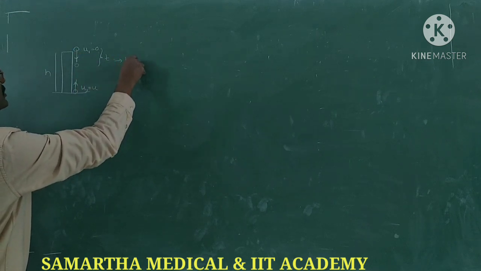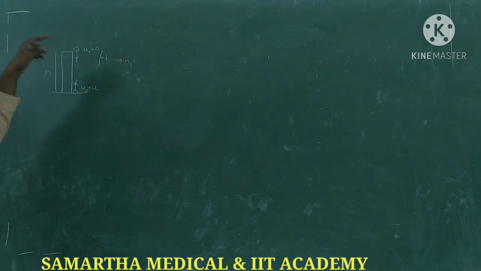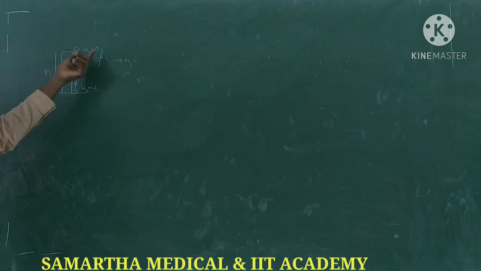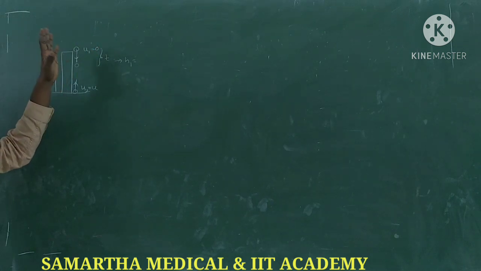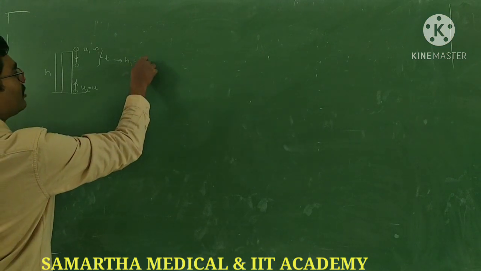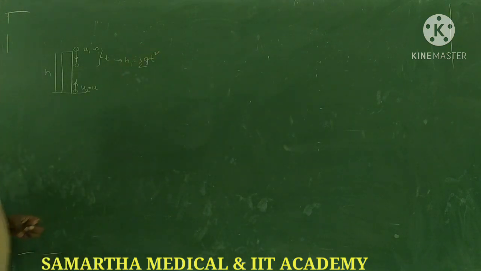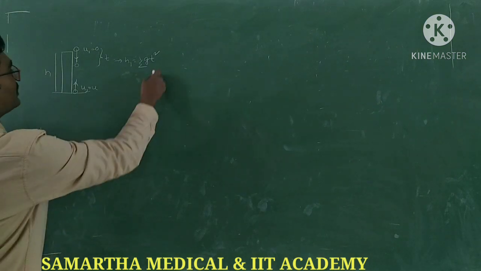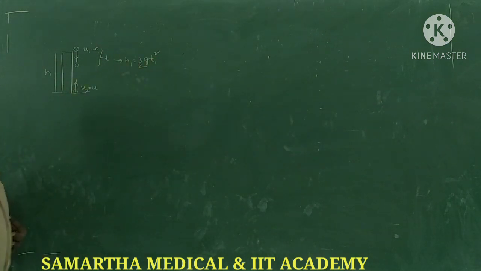First one, h1 is equal to s equal to ut plus half at square, u is 0. So the ut term is 0. Half at square. What is a? g, freely falling body. a equal to plus g. So h1 is equal to half g t square. Let it be t1 square I am taking. After a time t1 seconds, I want to calculate the distance covered. Later I will tell you the remaining condition.